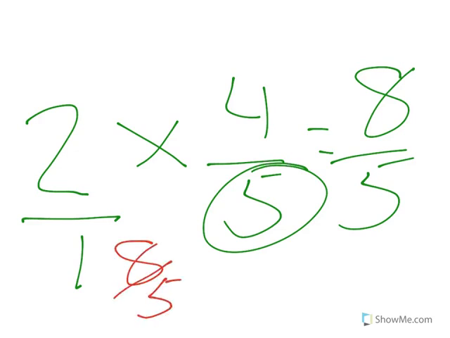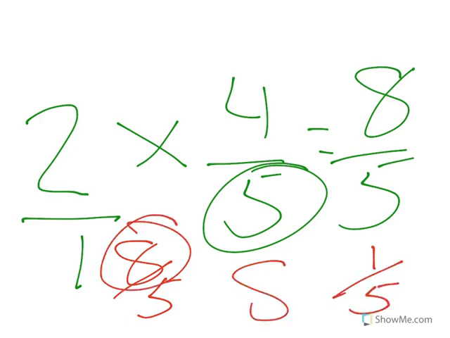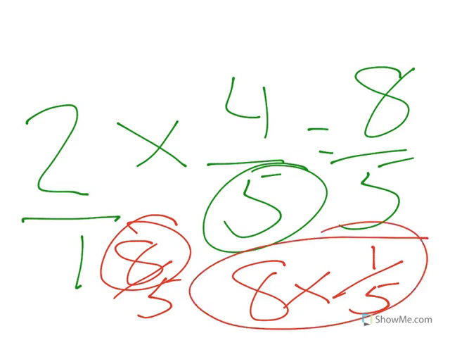what is our unit fraction? Our unit fraction is 1/5, right? And then our numerator lets us know how many 1/5 we have. So that's the answer on that second part of that lesson.